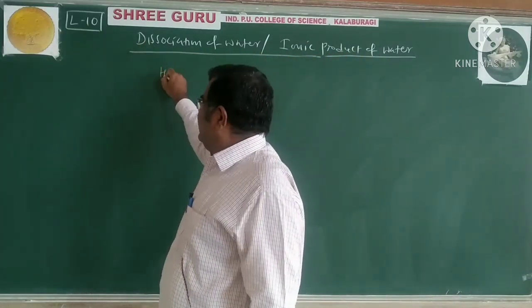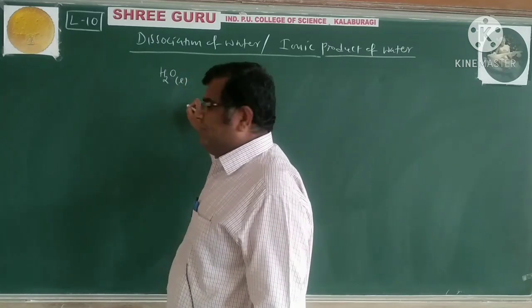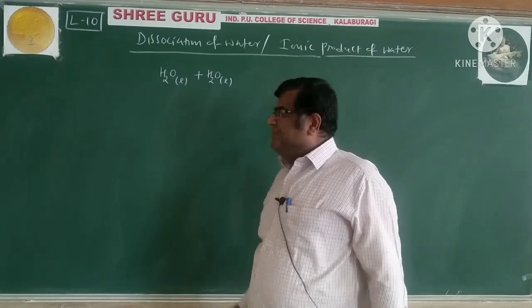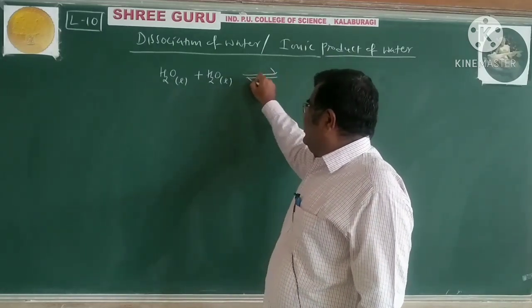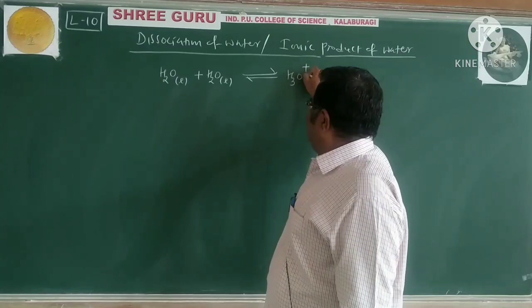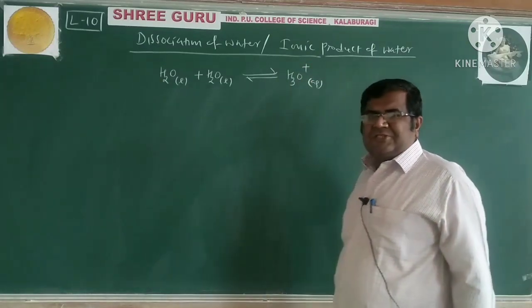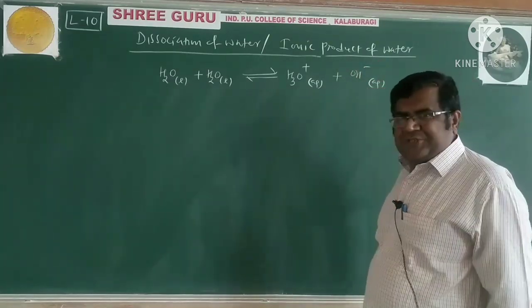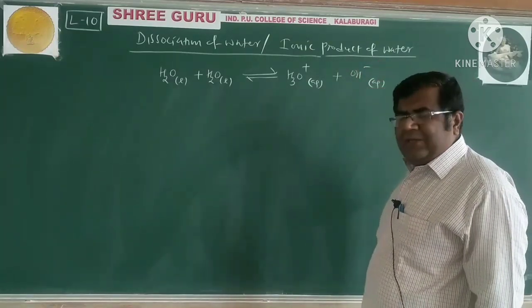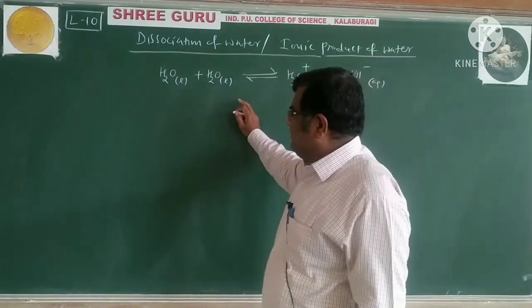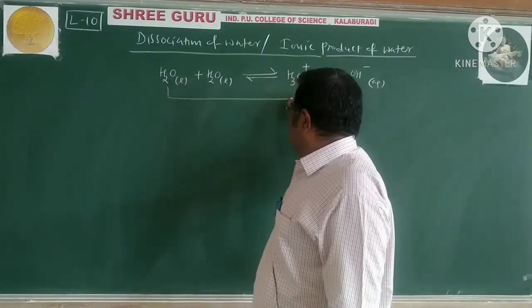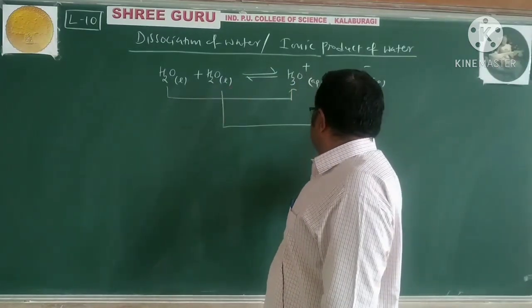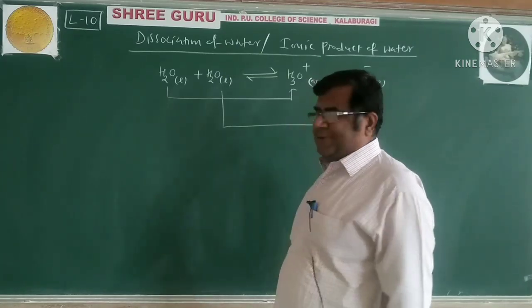Now we will take H2O in liquid state. It combines with another H2O molecule in the liquid state, and it forms hydronium ion in aqueous state and OH negative ion in aqueous state. Now if we look at these two molecules, this H2O gets converted to hydronium ion and this H2O gets converted to the OH negative ion.